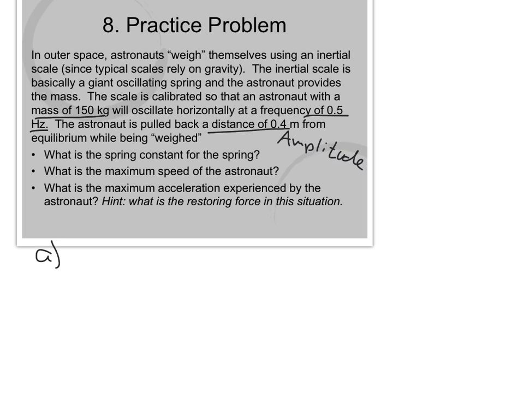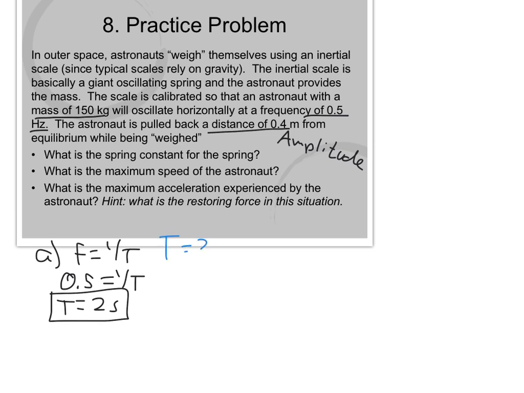So what I'm going to start with is I know that frequency is just 1 over the period. So I can say that 0.5 is 1 over T, which means my period here must be 2 seconds. So using that period, I can then determine the spring constant using the equation that relates the period for a mass on a spring to the mass and the spring constant. So we can say 2 equals 2 pi times the square root of 150 over k. I'm going to divide by 2 pi. Just be careful you put that in parentheses when you do it in the calculator.